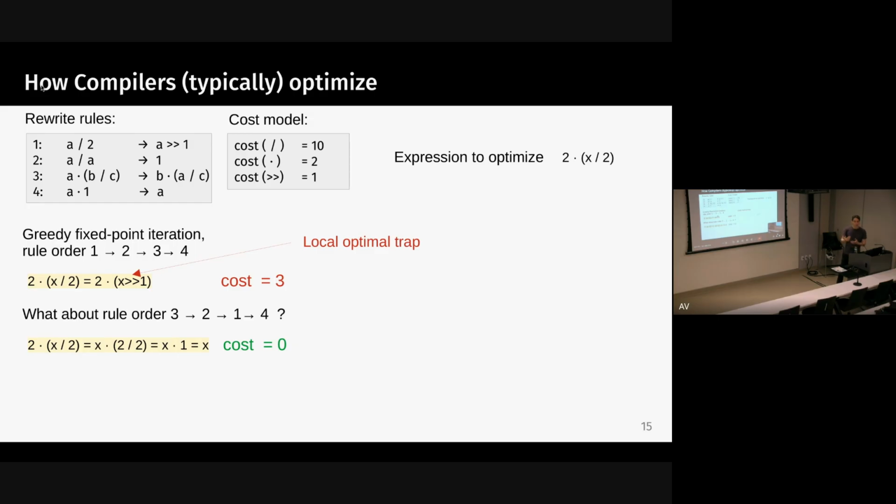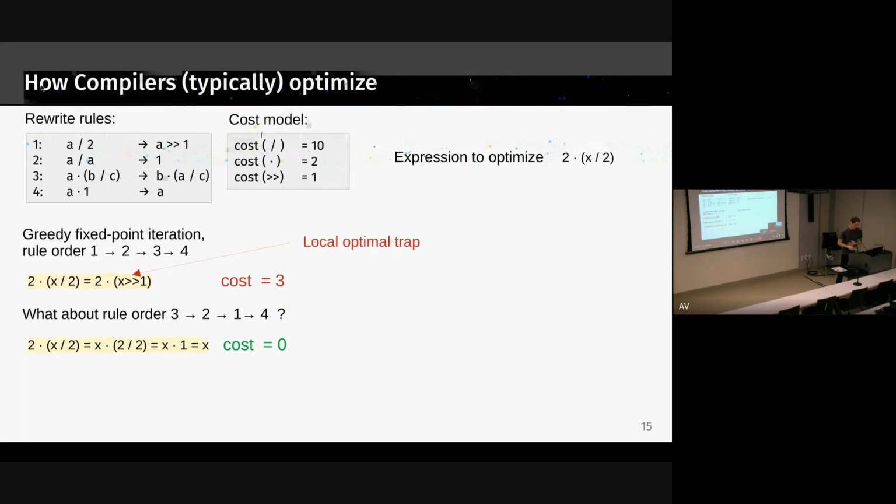Okay. So now you may say, okay, so we can solve this type of problem by simply reordering the rewrites. And by the way, what is happening here is we fell into a local optimal trap, because we applied the rule to shift things to the right by 1 too early, rather than division, which was actually a bad idea in this example. But for any given order of rules, I can come up with another example where that will not work. Here's another one, x times 2 divided by 2.